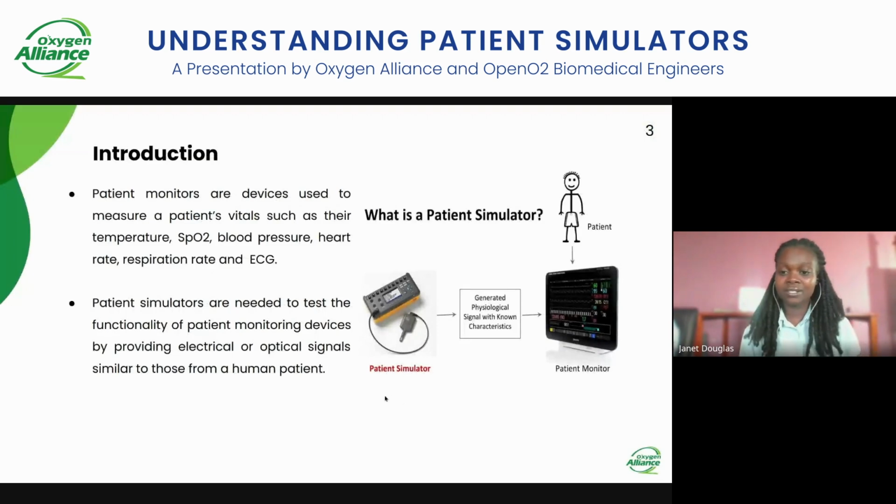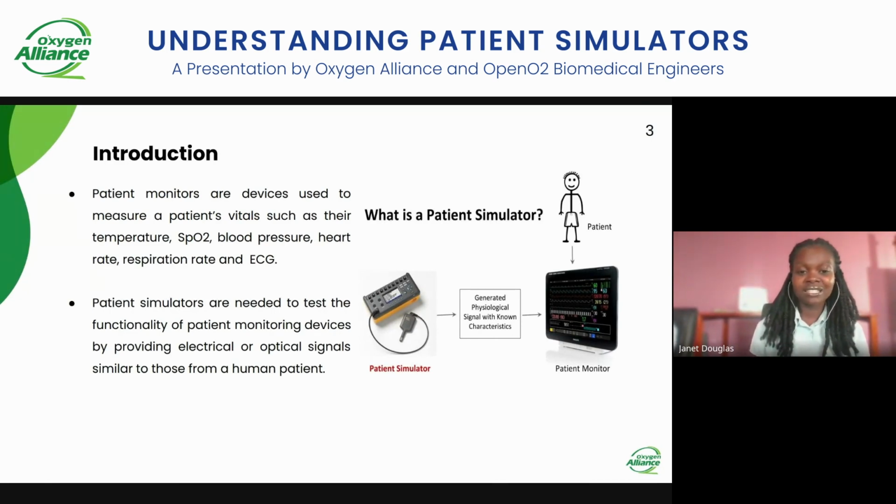Patient simulators are coming in because we have patient monitoring devices. These patient monitoring devices are used to measure the patient vitals, such as the body temperature, the oxygen saturation, the blood pressure, the heart rate, the respiratory rate, as well as the electrocardiograph, which is known as ECG in short. So the patient simulators are needed to test the functionality of these patient monitoring devices by providing electrical or optical signals which are similar to those from a human being.